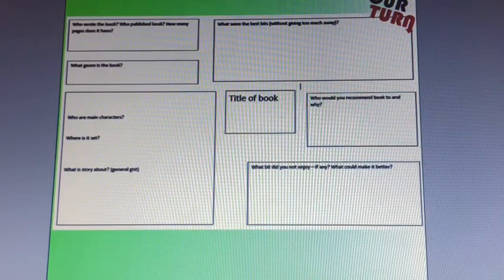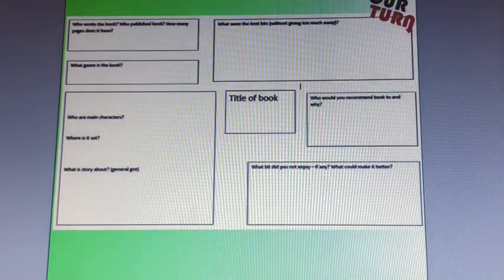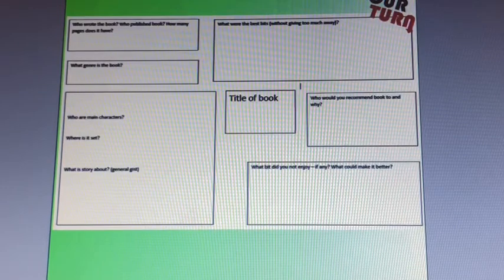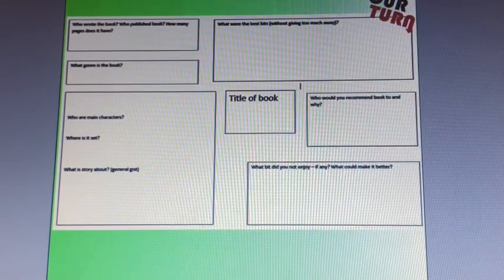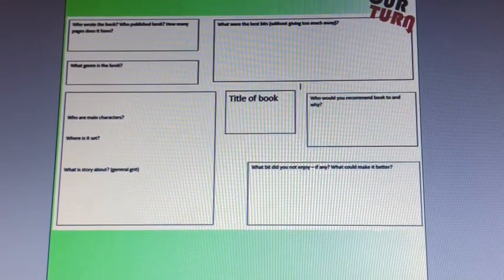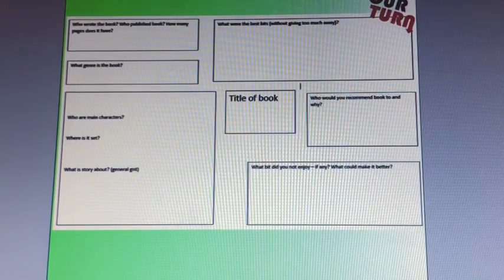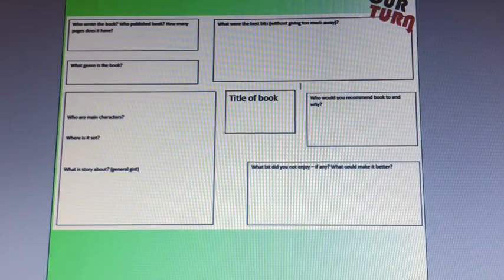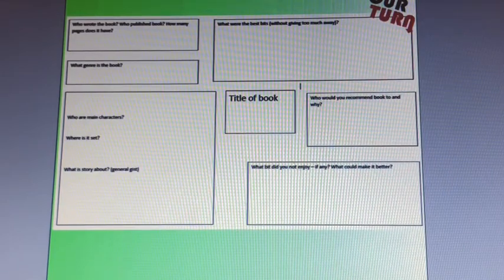What were the best bits? Without giving too much away, would you recommend the book to anybody and why? And what did you not enjoy? If any, you might have completely enjoyed it. What could make it better? I'm going to have a go at modelling now based on Wonder, while you can have a go as well.